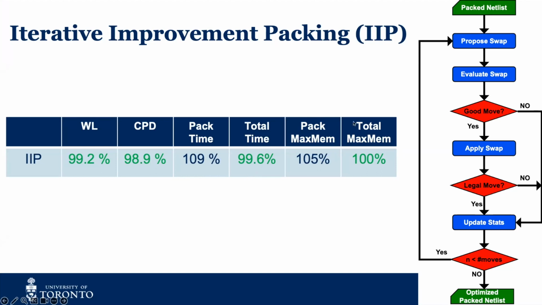And the same happens for the memory. Although the memory footprint for the packing increased, the memory footprint for the overall flow stayed the same. So this shows that by applying the reclustering API, using it to iteratively improve the packing solution just after the initial packing is done, we were able to achieve the wire length and the critical path delay gains almost at no cost on the overall runtime and memory footprint.